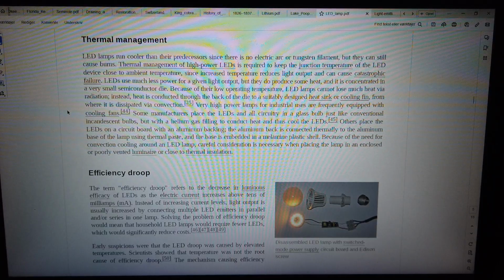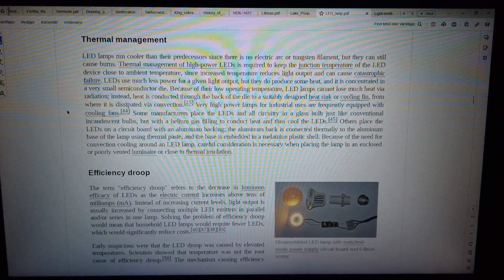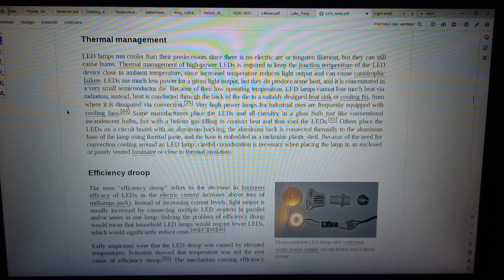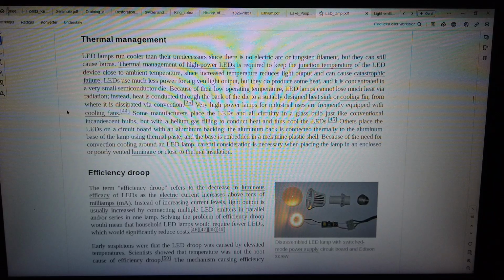Because of the need for convection cooling around an LED lamp, careful consideration is necessary when placing the lamp in an enclosed or poorly vented luminaire or close to thermal insulation. Efficiency droop.